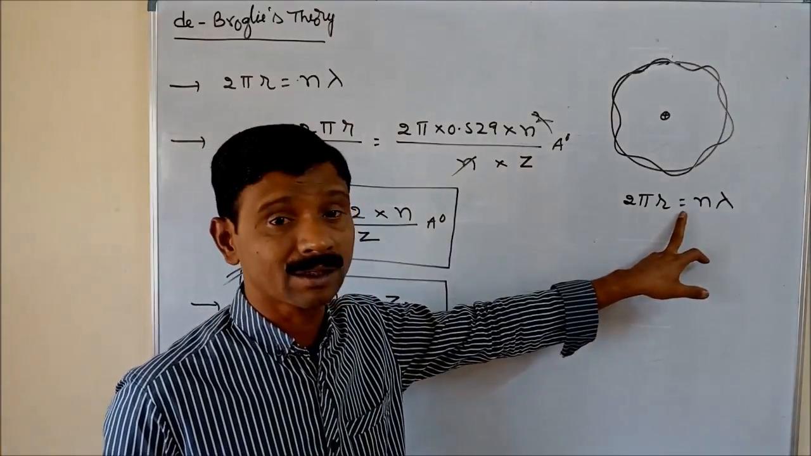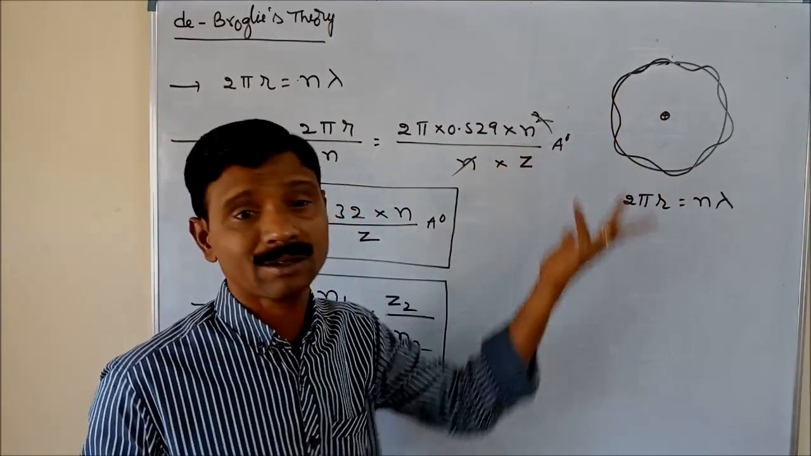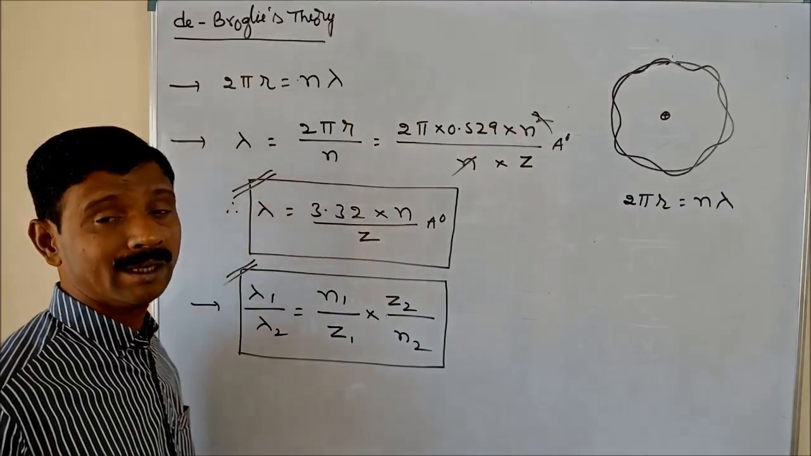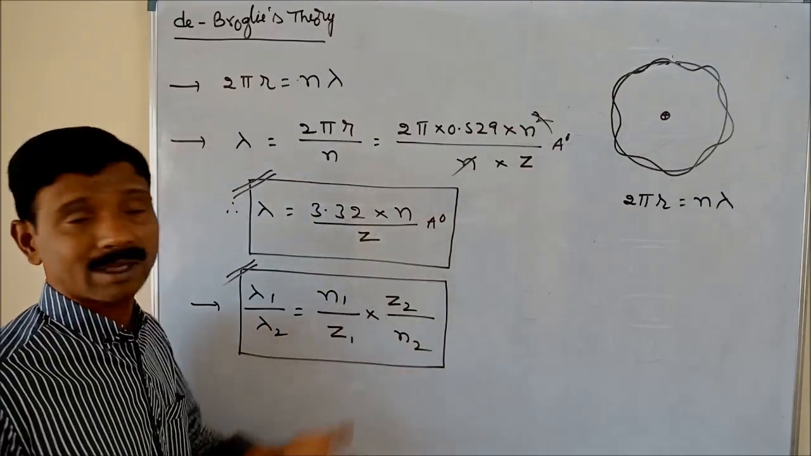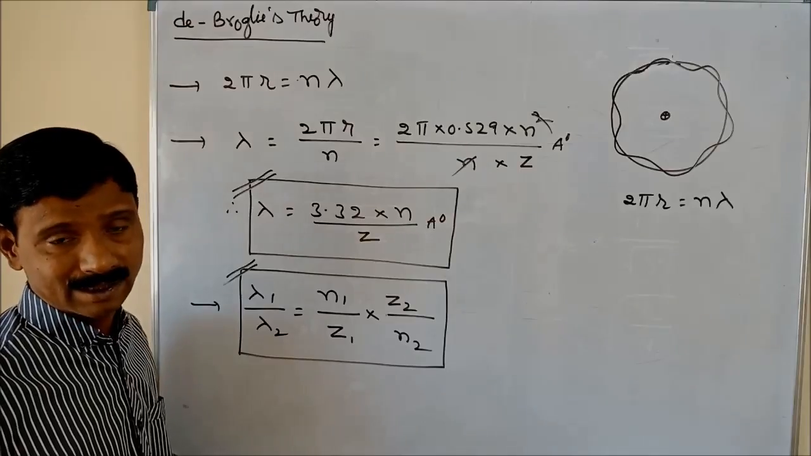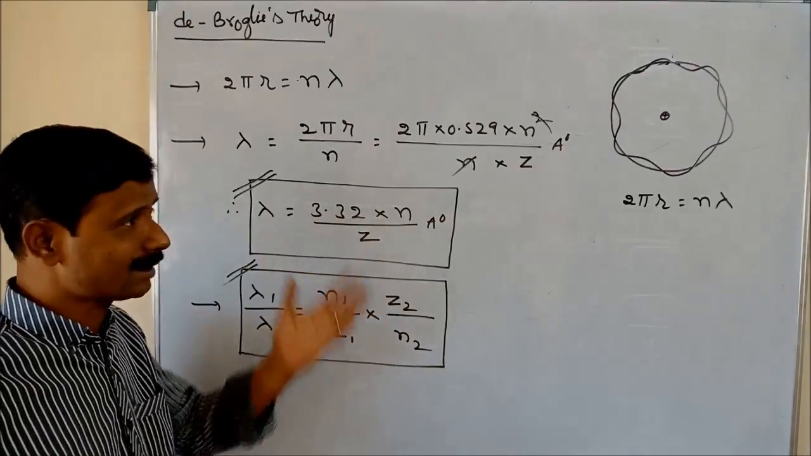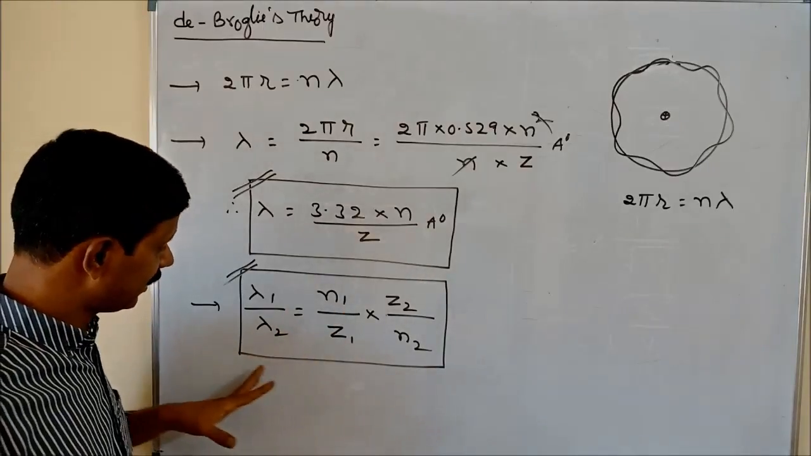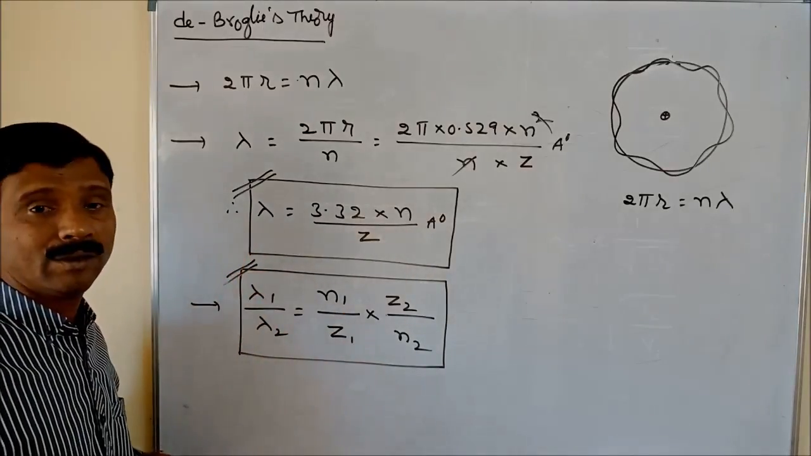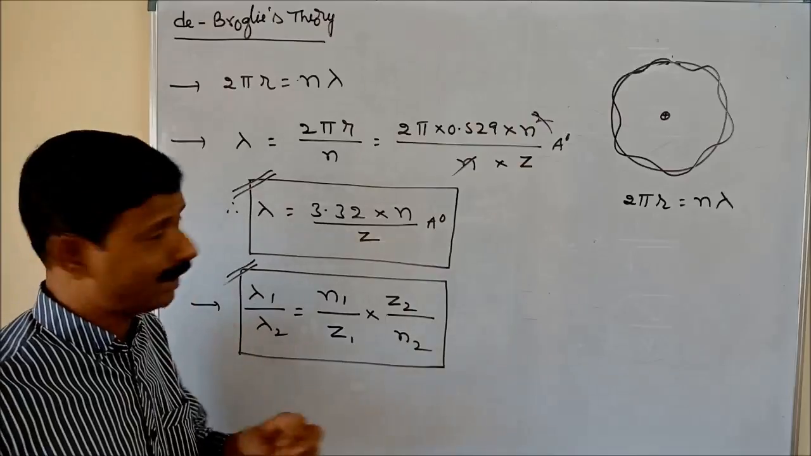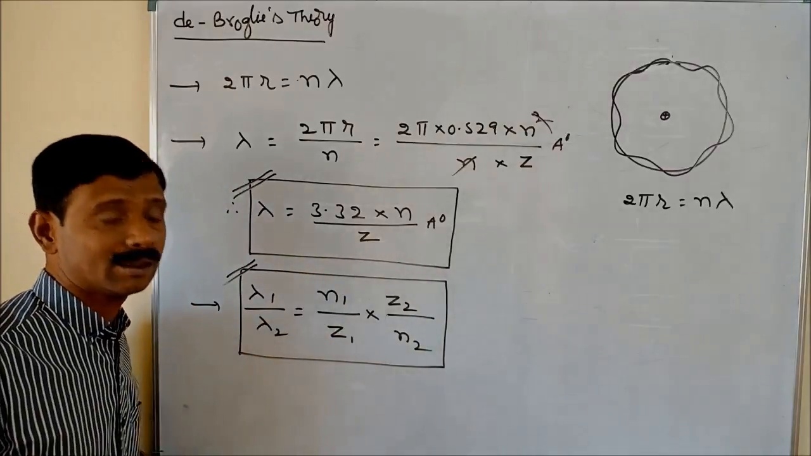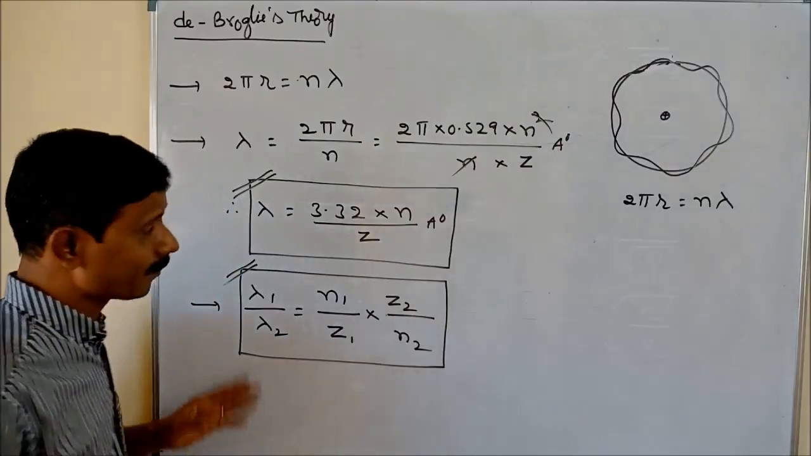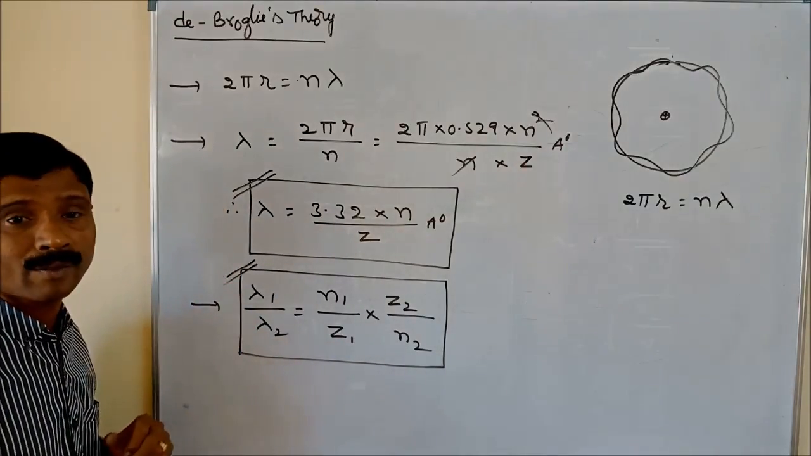So this is another concept related to that. Suppose 2 pi r is not equal to n lambda, the electron is not going to be in the same phase, meaning its energy will change. That indicates those orbits are not stationary orbits. But since all are stationary orbits, that condition is going to be satisfied. As per that, finally the wavelength of the electron in the given orbit is nothing but 3.32 into n by Z angstroms. Okay, so this is one formula.